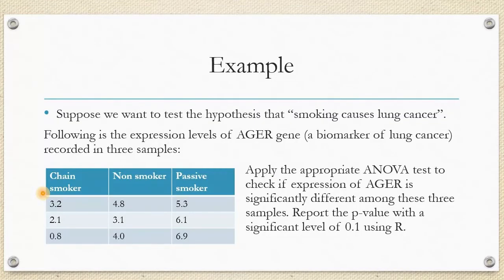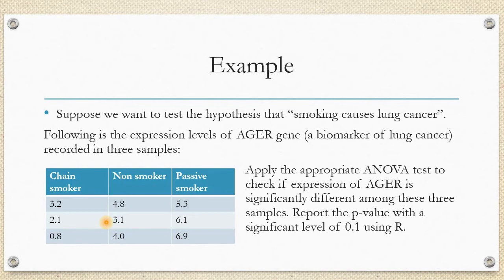Okay, now I will take another example. In this example I will evaluate the statistics and all ANOVA tests using R. So here in this example I have three types of smoker: chain smoker, non-smoker, and passive smoker, and want to test a hypothesis on whether smoking causes lung cancer or not.